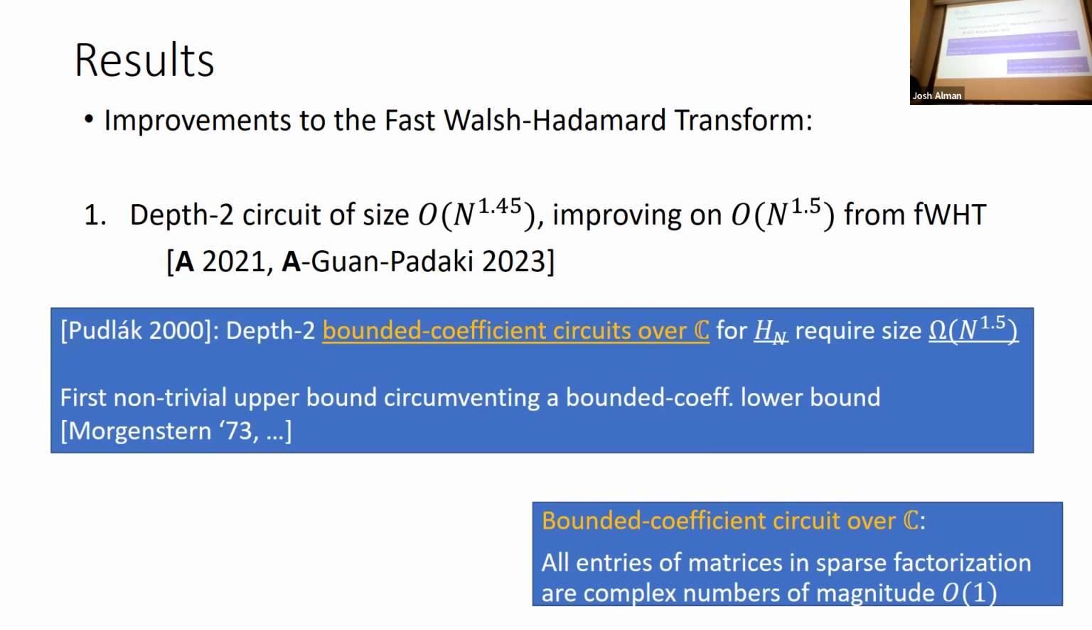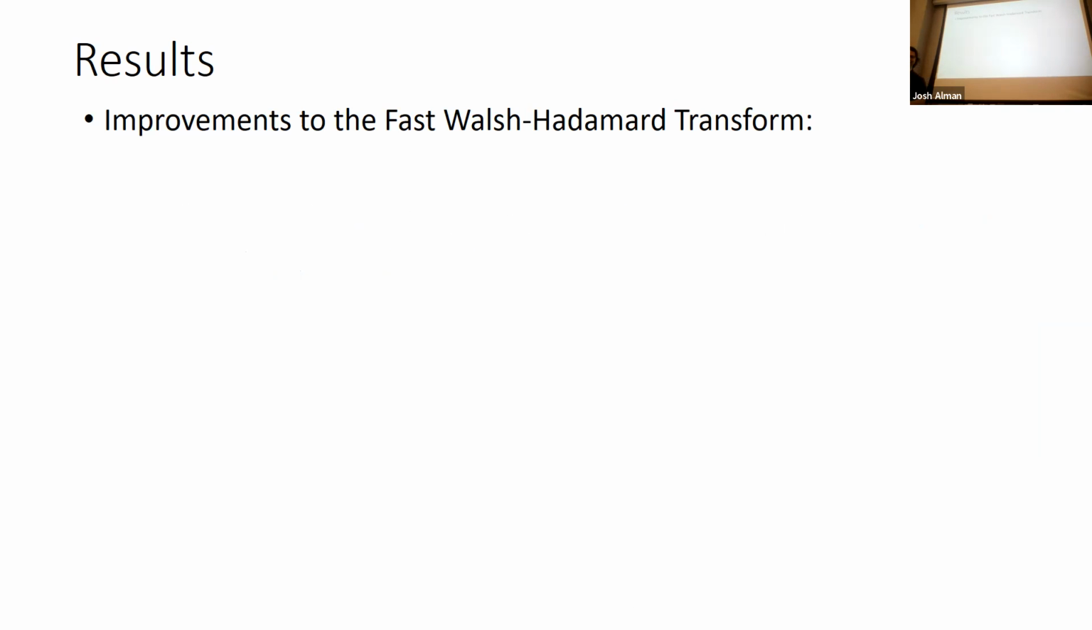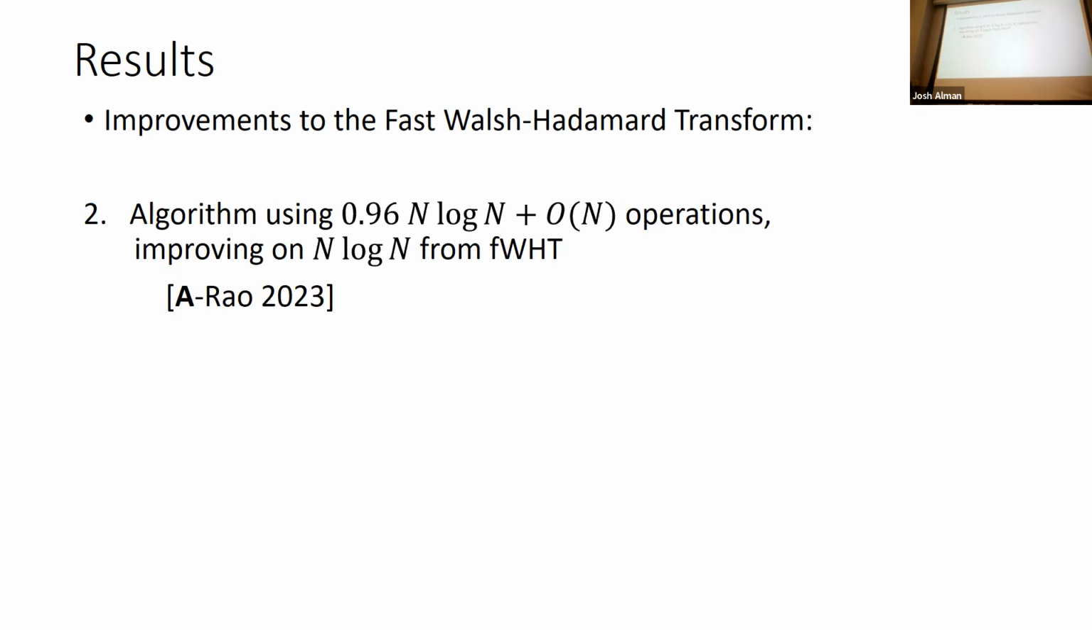Okay, so that's the first result I'll tell you about. And then the second result is an improvement for the case where we don't care about the depth and we really want to count the number of operations. So I'm going to show you a new algorithm that uses 0.96 times n log n operations, which improves the constant factor from 1 to 0.96 of the fast Walsh-Hadamard transform.